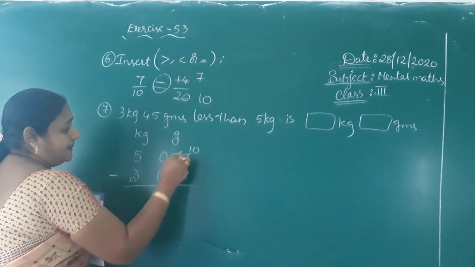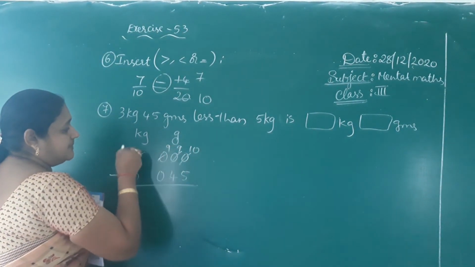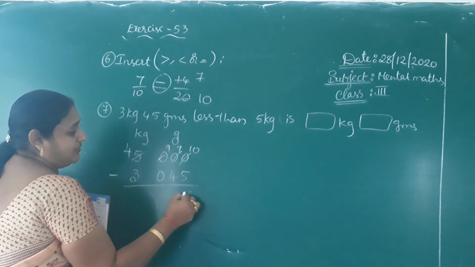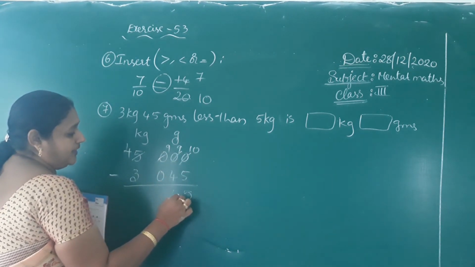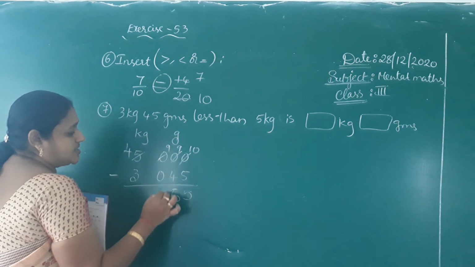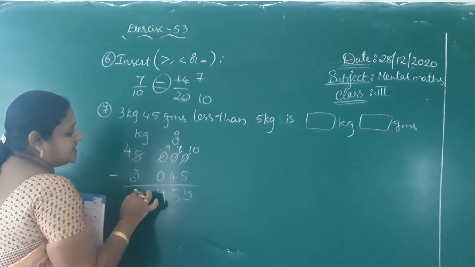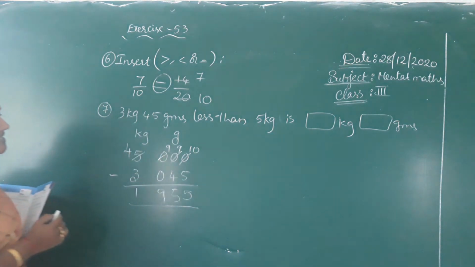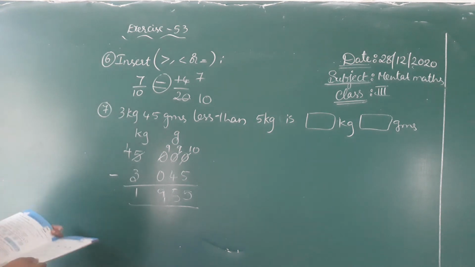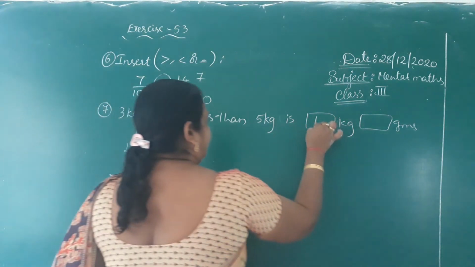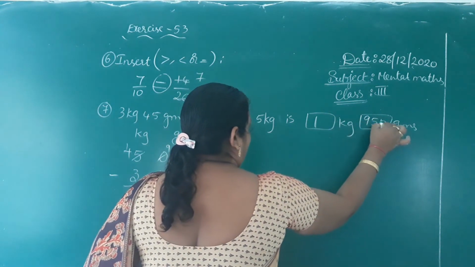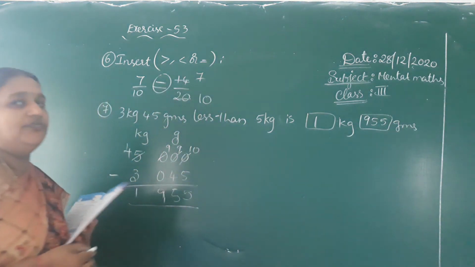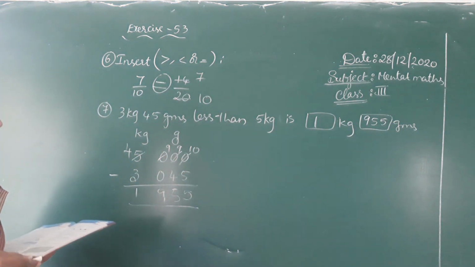So 10, 9 and 9, and here this becomes 4. 10 minus 5, 5. 9 minus 4, 5. Next, 9 minus 0, 9. 4 minus 3, 1. So it is nothing but 1 kg 955 grams. 1 kg 955 grams is the answer.